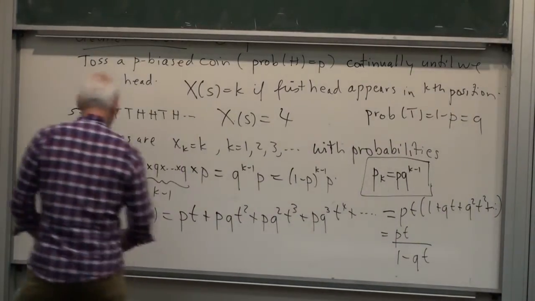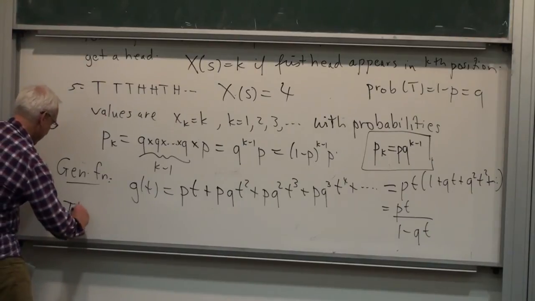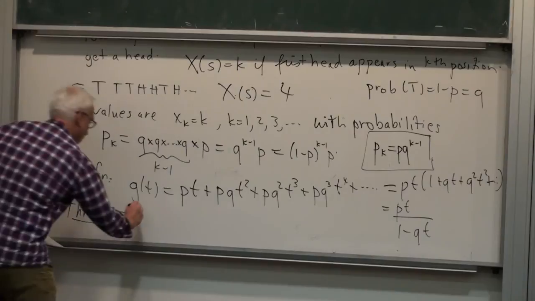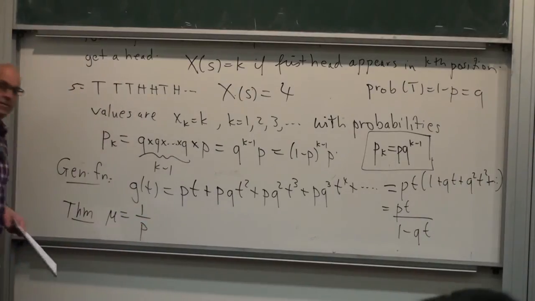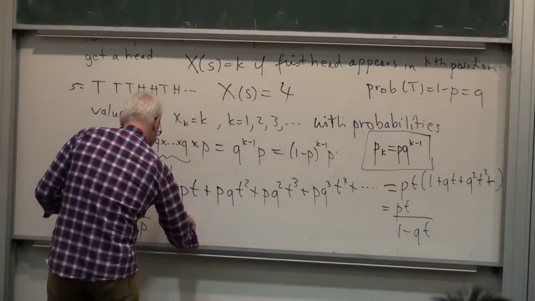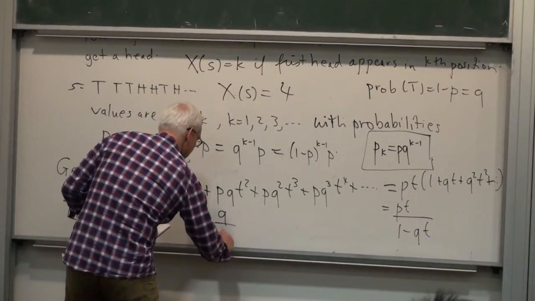And then I'll leave it to you as an exercise, a bit of calculus theorem, that the mean then is 1 over p, and the variance is q over p squared.